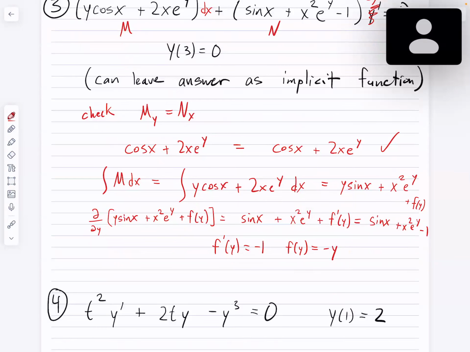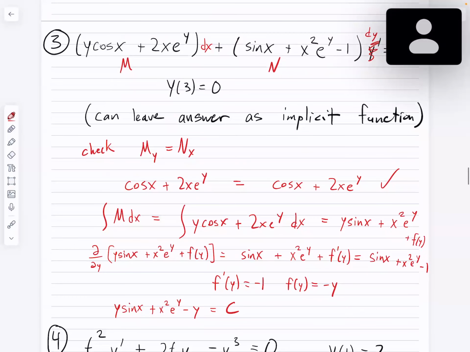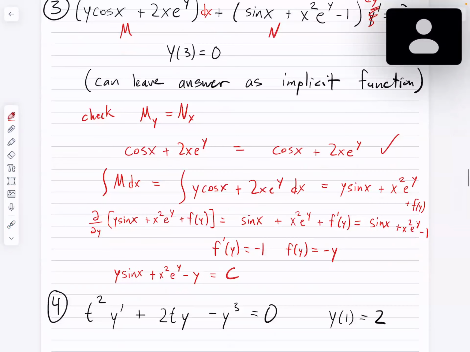So that means our function that satisfies everything is going to be y sine x plus x squared e to the y minus y, so that equals a constant c. And then the last step is to plug that into here to solve for what c is. If you plug it in, plugging in 3 for x and 0 for y gives me 0 plus 9 minus 0 equals c.